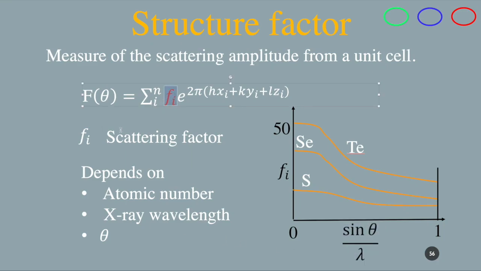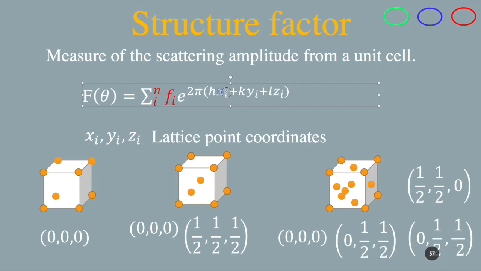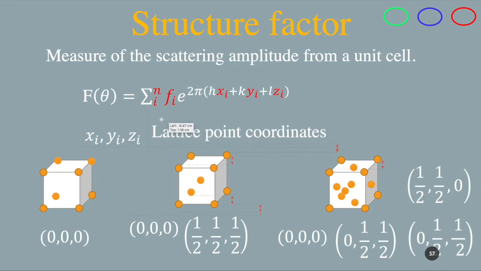Okay, so we know what this is, and we also understood the N and f_i. Now we are going to understand the other terms in the equation. Now we are going to understand this part, which is the atom lattice point coordinates, or atom coordinates. The lattice point coordinates are very easy to identify. For example, here, this is simple cubic.